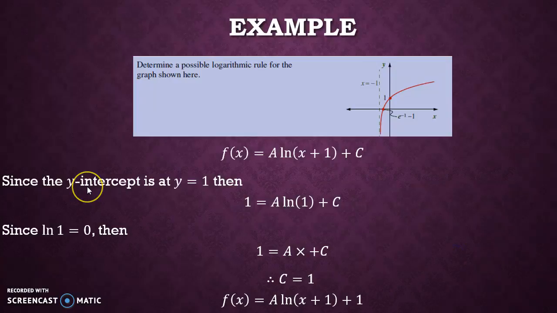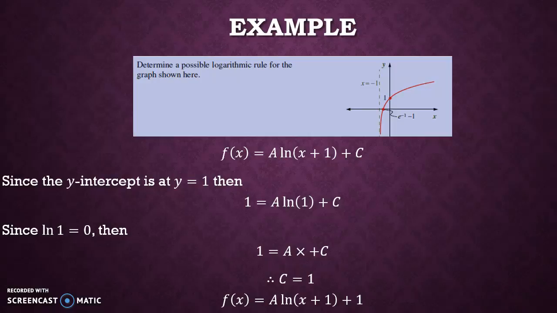The next point we're going to use is our y-intercept. So when x equals 0, y equals 1, so we just substitute those two values into our modified equation. So 1 equals a log(0 plus 1), which is just log 1, plus c. Log 1 is 0, and so that gives us a times 0 plus c equals 1, therefore c equals 1 as well.